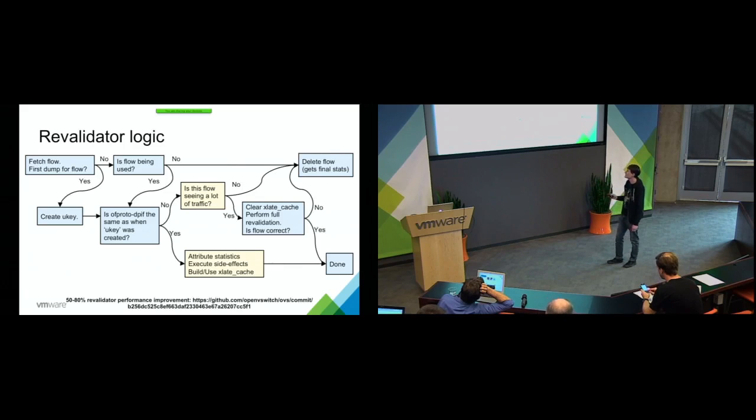And this is where the optimizations come in. If something's changed at the OpenFlow layer, then we check if we've been seeing a lot of traffic. If we're seeing a lot of traffic, then it's worth performing full revalidation and trying to keep that flow in the kernel so that there's less performance impact on those flows. If it's not seeing much traffic, we'll just delete it as an optimization so we can get back to a stable state sooner. Now, if nothing's changed at the OpenFlow layer, then we'll build this translation cache, attribute the statistics, execute those side effects, and we're done. And this provided about a 50 to 80% performance increase in the Revalidator, so that says that we can support that many more flows in the kernel with these changes.